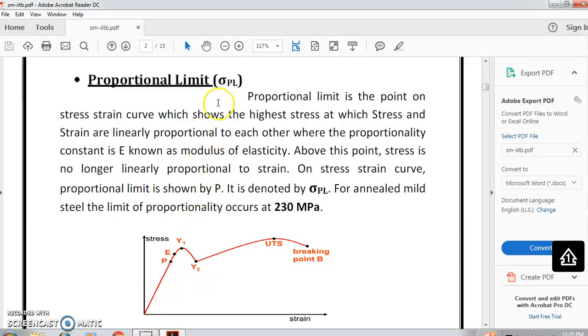This point P is called the proportional limit. It is represented by sigma PL, meaning proportional limit stress. The proportional limit is the point on the stress strain diagram which shows the highest stress at which stress and strain are linearly proportional to each other, where the proportionality constant is E, known as the modulus of elasticity. That means above this point stress is no longer linearly proportional to strain. On the stress strain curve, the proportional limit is shown by P. It means that from the origin to P, both stress and strain increase linearly.